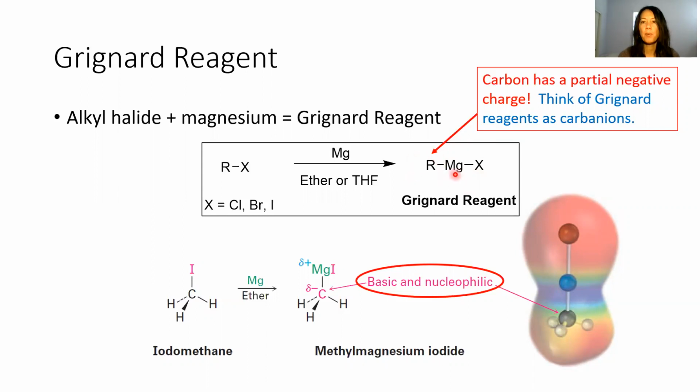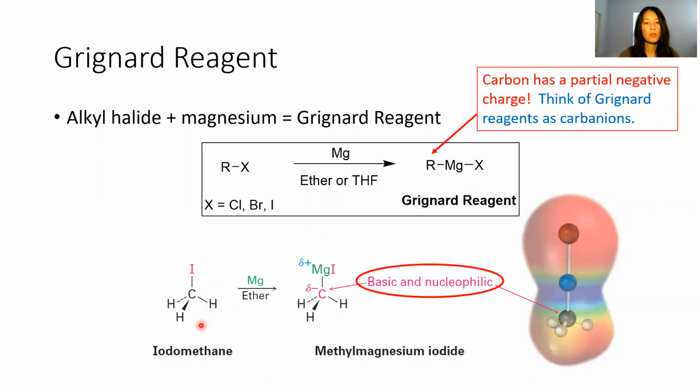So here we're showing a bond. So this carbon has this partial negative, partial positive on the magnesium end. But really, the way that you want to think about Grignard reagents is that it's a carbanion, and the MgX part is just the cation portion of that.